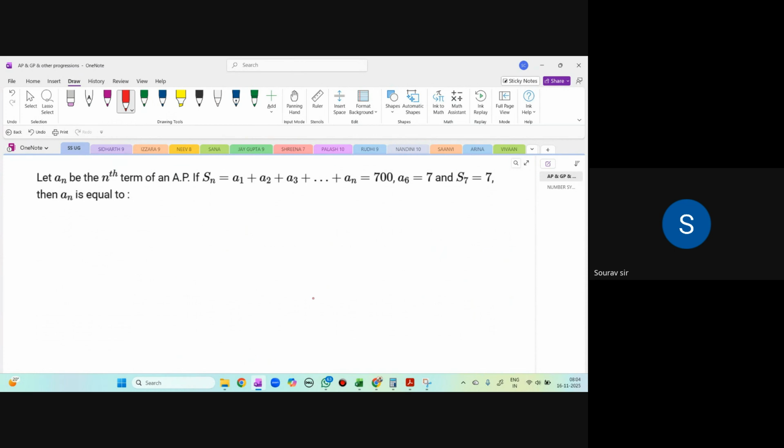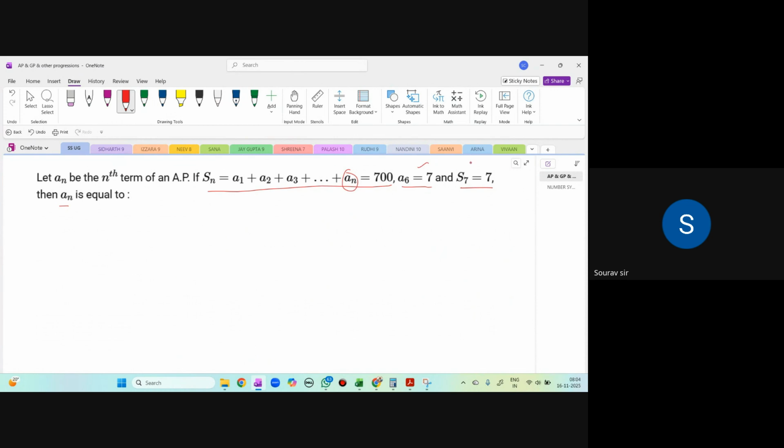Let AN be the nth term of an AP. Now, this is an AP question. If the sum of the n terms is 700, the sixth term is 6, sum of the first 7 terms is 7, what is the value of AN? So basically, they are asking for this term.